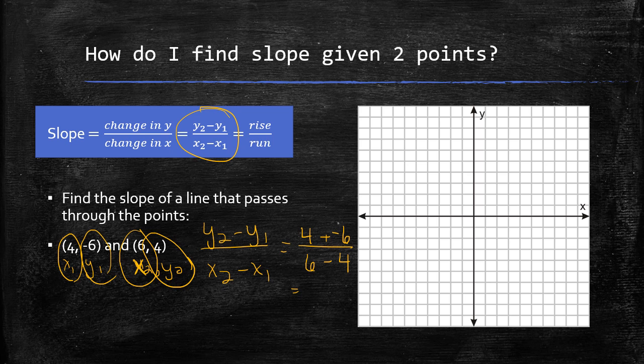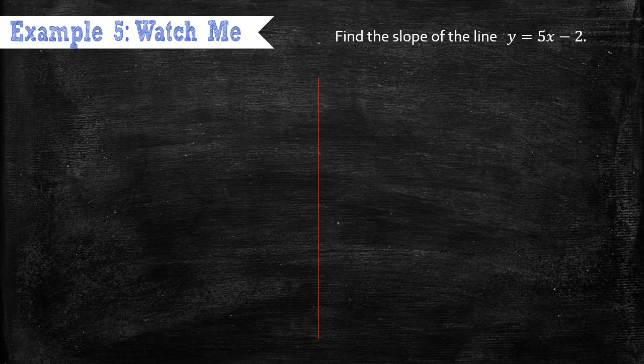So my 2 negatives make a positive. So that's going to be 10. 6 minus 4 is 2 and 10 over 2 is 5. So my slope is 5. Again, if you wanted to check it graphically, you could by doing the rise over run to see that you got the same thing.